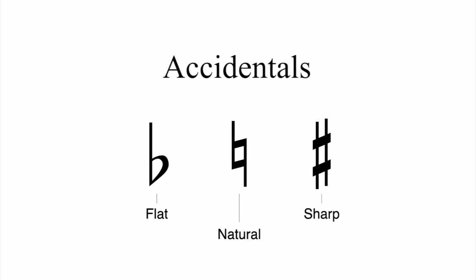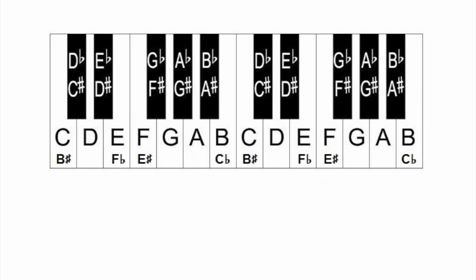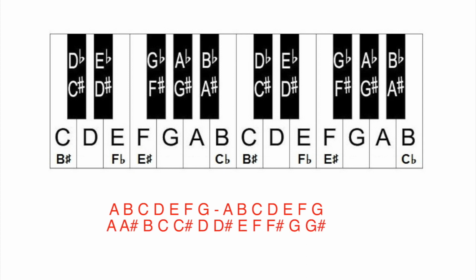Now to illustrate it further, let's look at this piano keyboard. In between the white keys C and D, we have a black key. The C sharp and D flat are enharmonically equivalent. But when do we use sharps and when do we use flats? Let's look at the letters. These are the musical alphabet with sharp signs and the musical alphabet with flat signs.